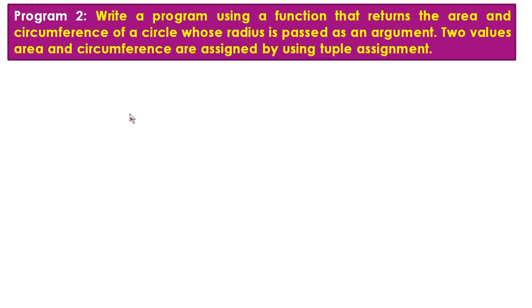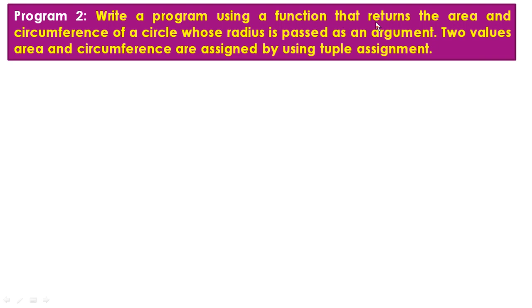The second example program is: write a program using a function that returns the area and circumference. This program is a function program with tuple assignment. We have already studied that we can return two values. In C++, the function returns only one value at a time. Here we are returning two values from the function.